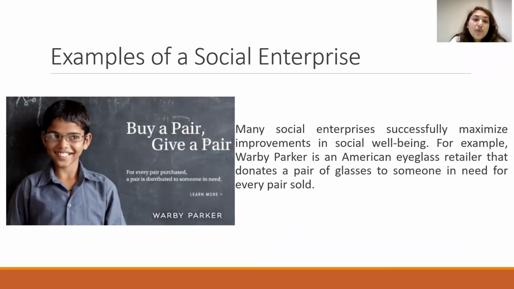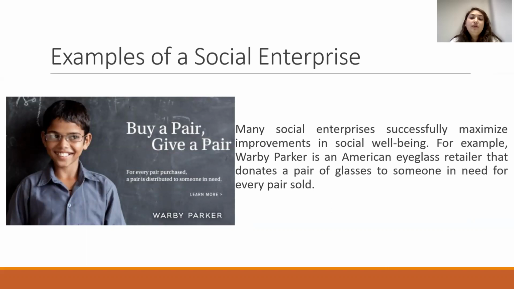If you look at the screen, a few examples of social enterprise. The first picture that we see is by Warby Parker. This is an American eyeglass brand, which does its social part by campaigning, buy a pair, give a pair. So they say when you buy a pair from Warby Parker, they are going to donate a pair to the one that is in need. So many social enterprises successfully maximize improvements in social well-being.